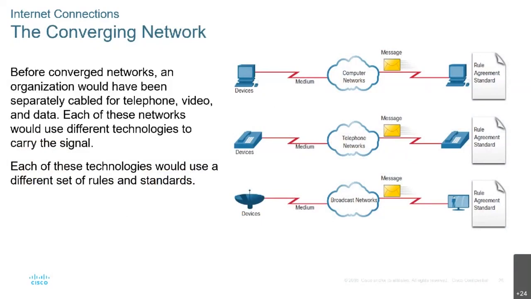You should know that in this day and age, our network is getting converged. In the early days, there was a special cable for carrying your voice, another cable for video, and another cable for data. But now we have one cable carrying everything: voice, data, video. That's why we call it a converged network.